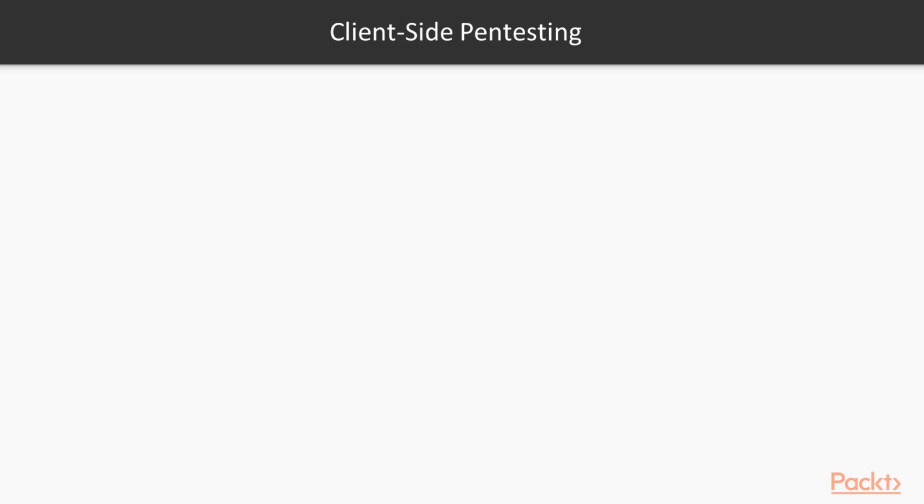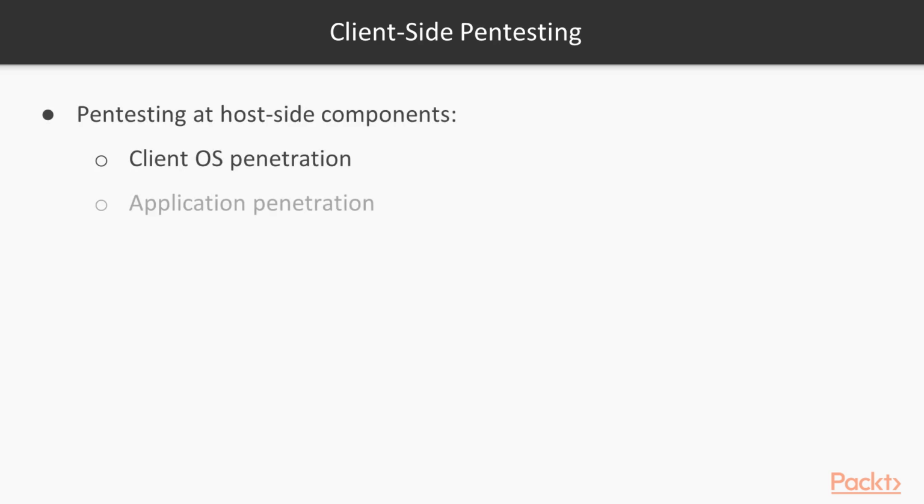Next is client-side pen testing. That's quite easy. For example, an office space where all the employees are working, they are all the clients. They have their operating systems. If pen testers are trying to exploit their operating system at the client side, that is considered client-side pen testing. And application pen testing: if applications or software are working on the client system and a pen tester is trying to exploit that software, that is called application penetration testing.